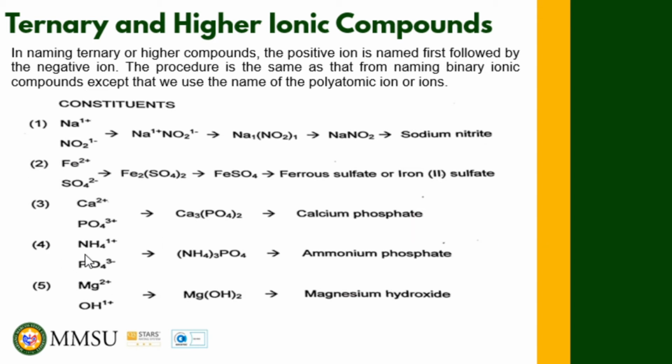Another example, we have NH4 1 plus that has positive 1 charge and then PO4 3 negative, and then combining, so we have open and close parentheses NH4 and then 3 PO4. So yung name nito NH4 we know to be ammonium and then PO4 phosphate. So fifth, we have Mg2 plus and then OH negative 1. So, applying again the crisscross method, we have Mg(OH)2 or magnesium hydroxide.